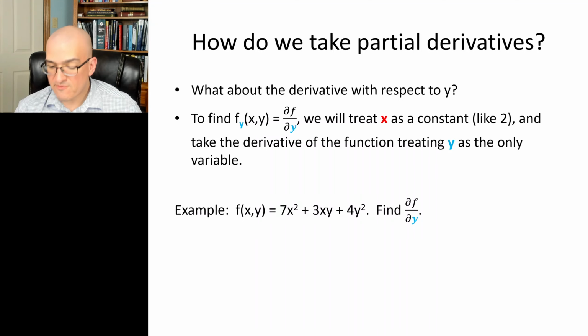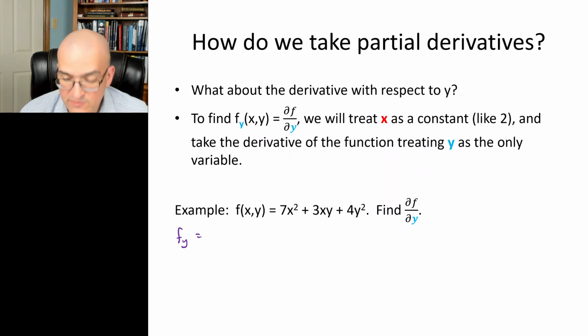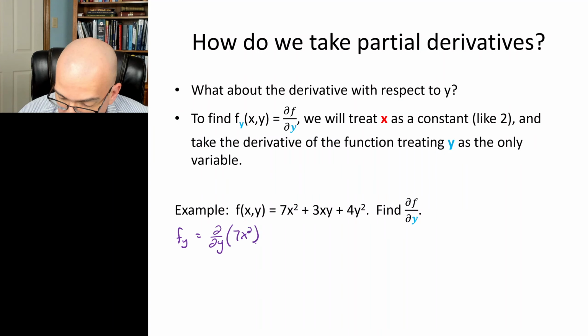So going back to that same function, we'll take the y derivative of it now. f sub y is the acceptable notation for die f by die y. We'll have the y derivative of each of those three pieces: die by die y of 7x squared, plus die by die y of 3xy, plus die by die y of 4y squared.